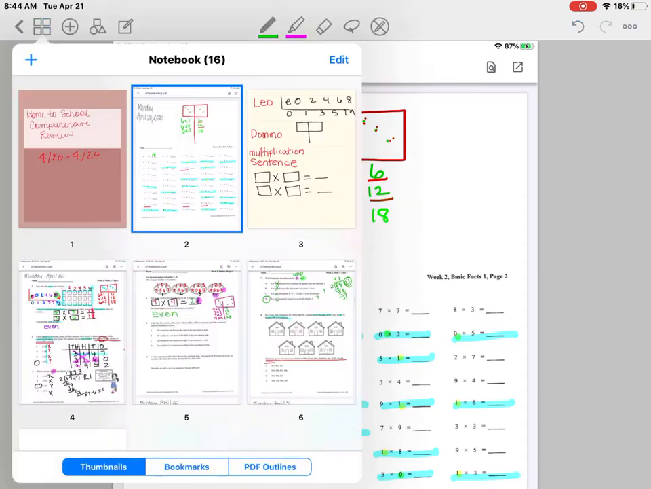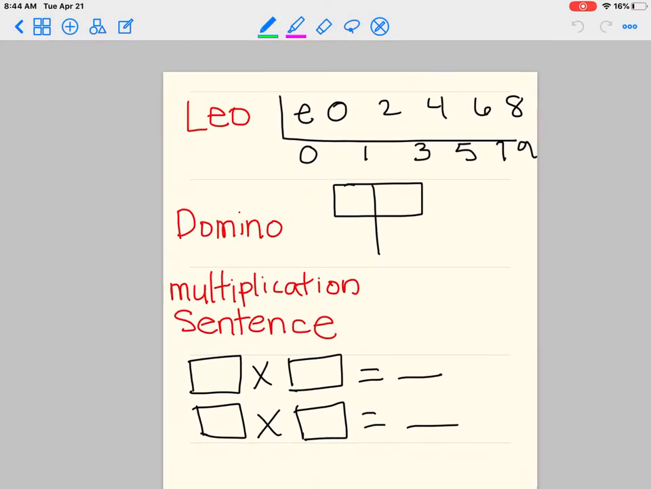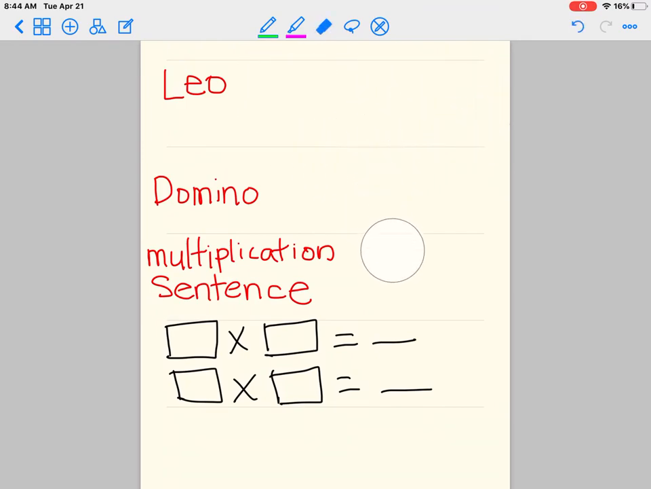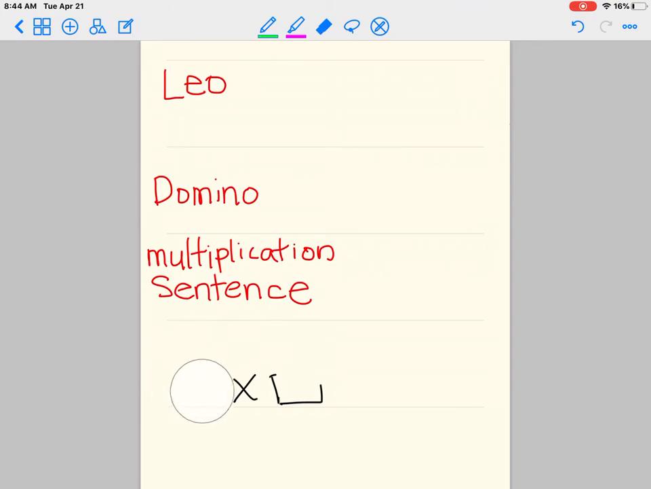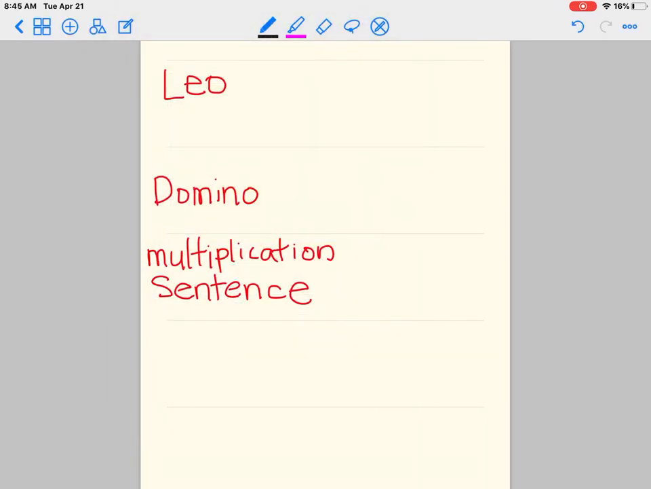Now, before we continue to the rest of the worksheets, to the rest of the review, I am going to refresh you on some of the strategies that we use that will help you solve those problems. Now, for odds and evens, we use the Leo. How do we use that strategy? Write an L, E, O. That means evens and odds.